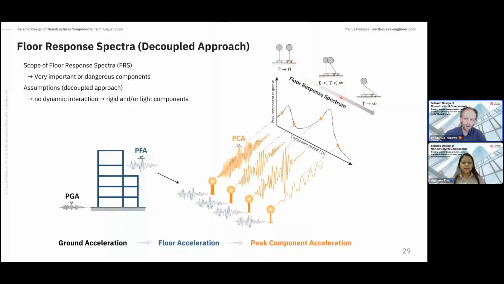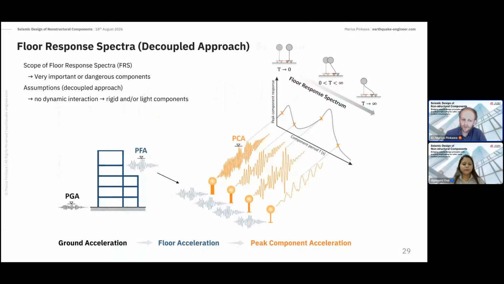Probably you know what a ground response spectrum is. This is basically the same, but we don't use the base excitation or the ground motion as input, but the floor acceleration. And then we can construct such a floor response spectrum. So this is a decoupled approach. There is no influence of the response of the component on the primary supporting structure. So this only holds true for light components or rigid components.